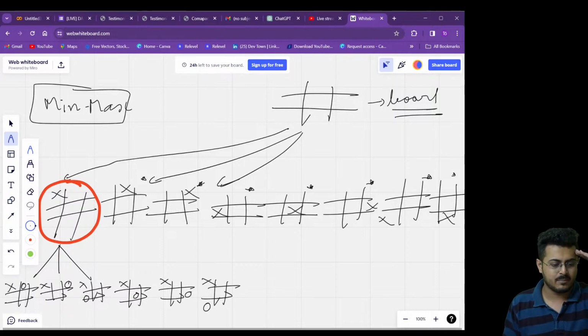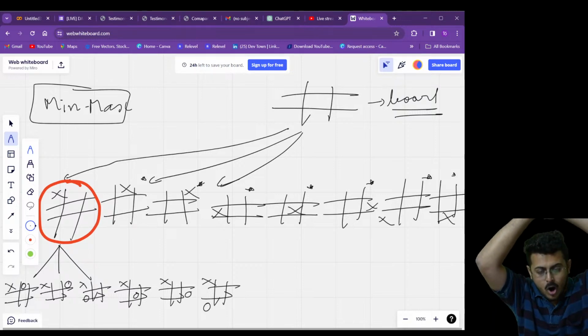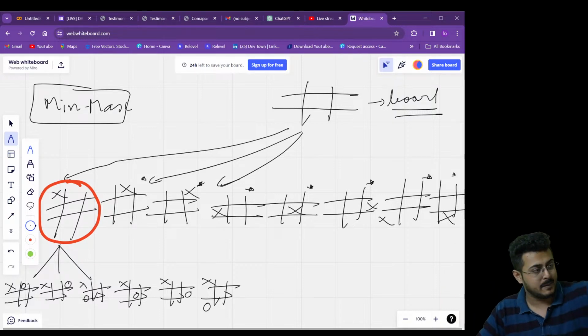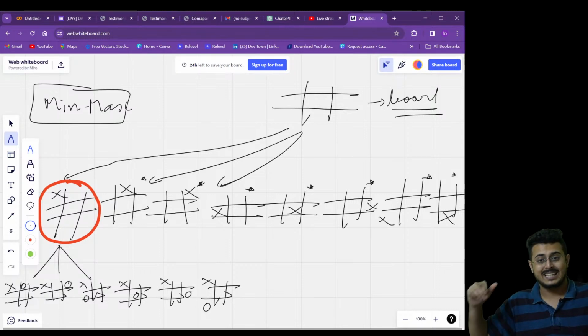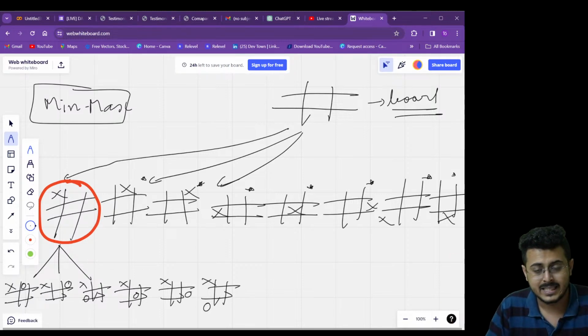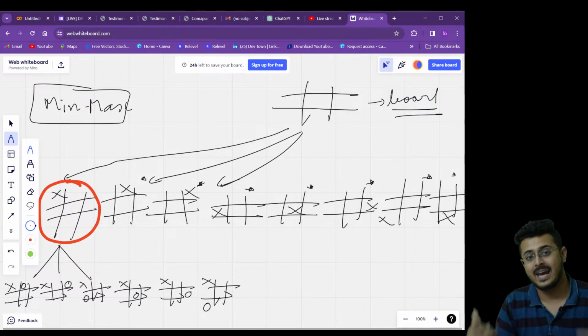Are you guys able to think about it? If we are able to map out all the particular steps that player 1 can take or player 2 can take, then we will reach the end of the game. These end states of the game are called the leaf states. Okay, leaf states of the game, guys. This is where the game ends.